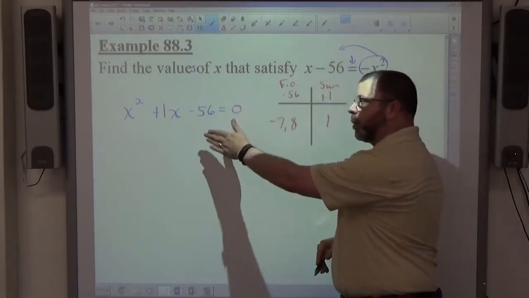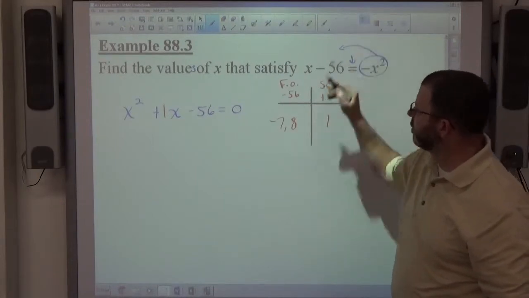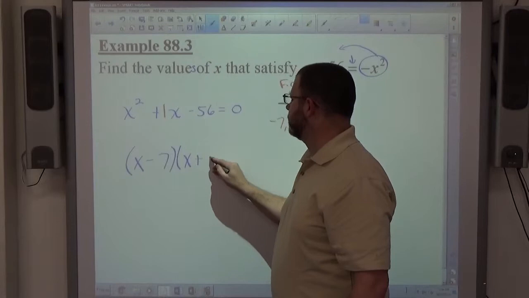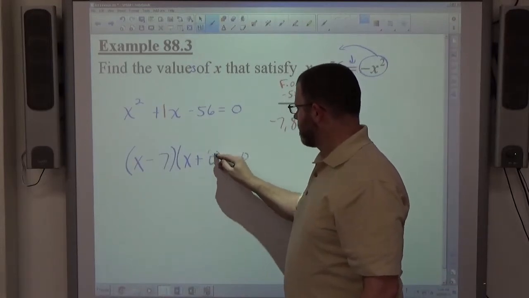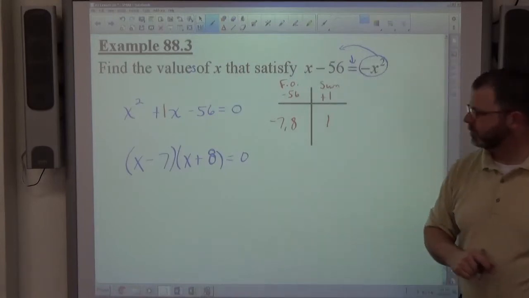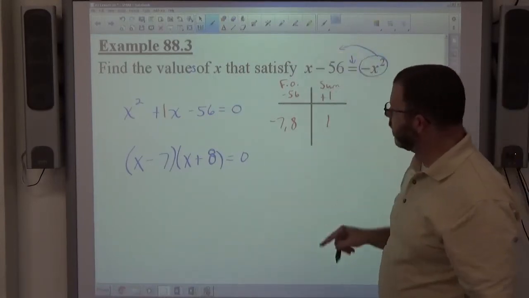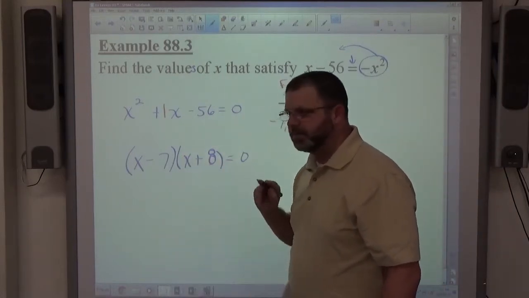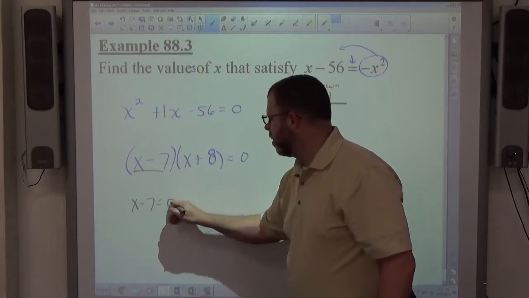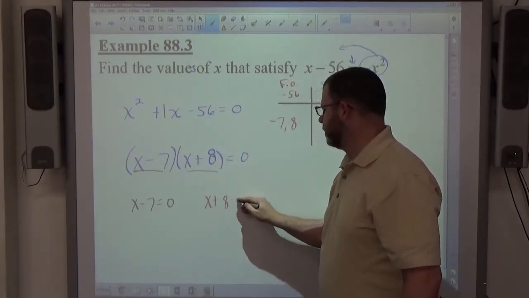So descending order equal to 0, that's step 1. Step 2, factor. The factoring numbers are negative 7 and 8. So x minus 7, x plus 8 equals 0. Forgive the appearance of my 8, it's not very good. Alright, that's an 8. x minus 7 equals 0, or x plus 8 equals 0.